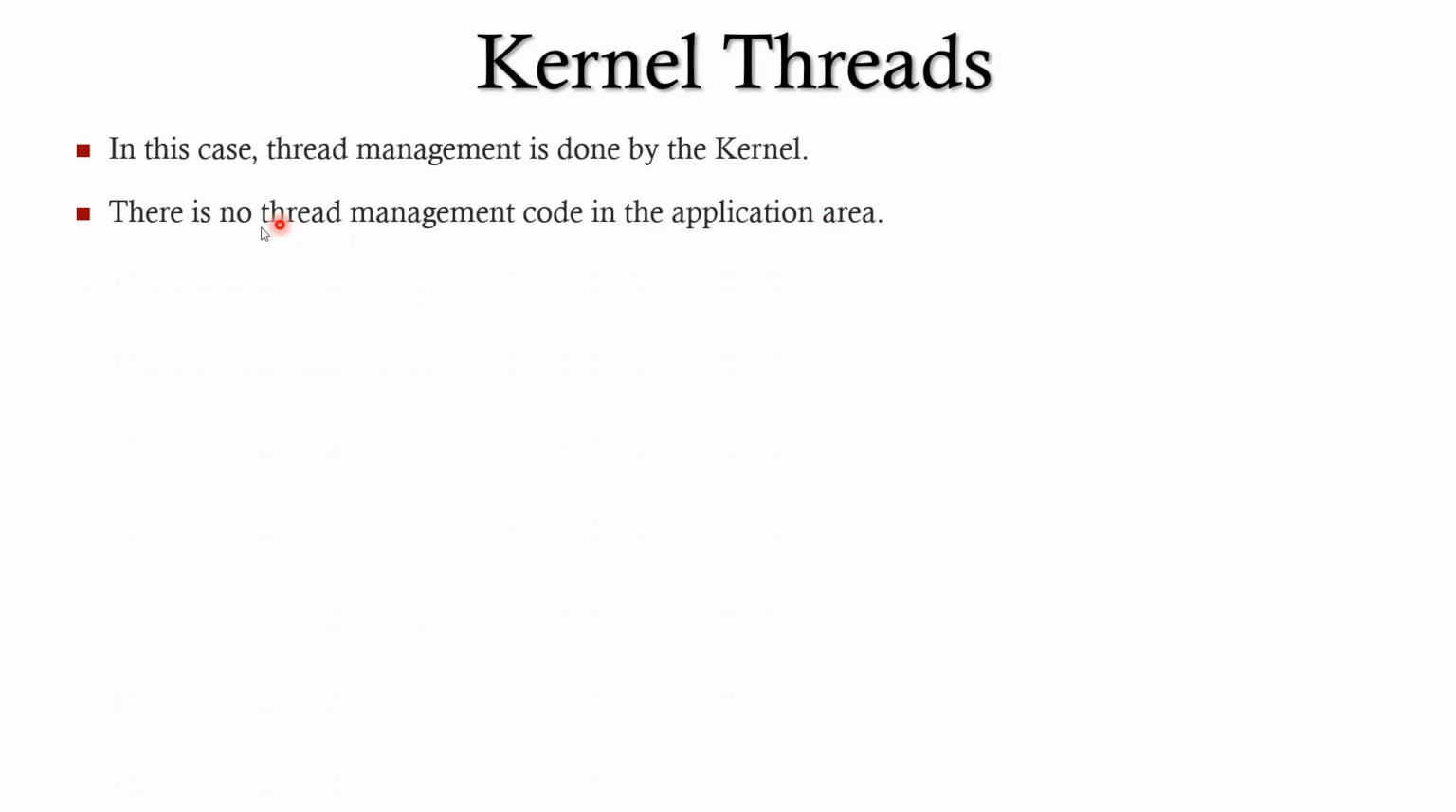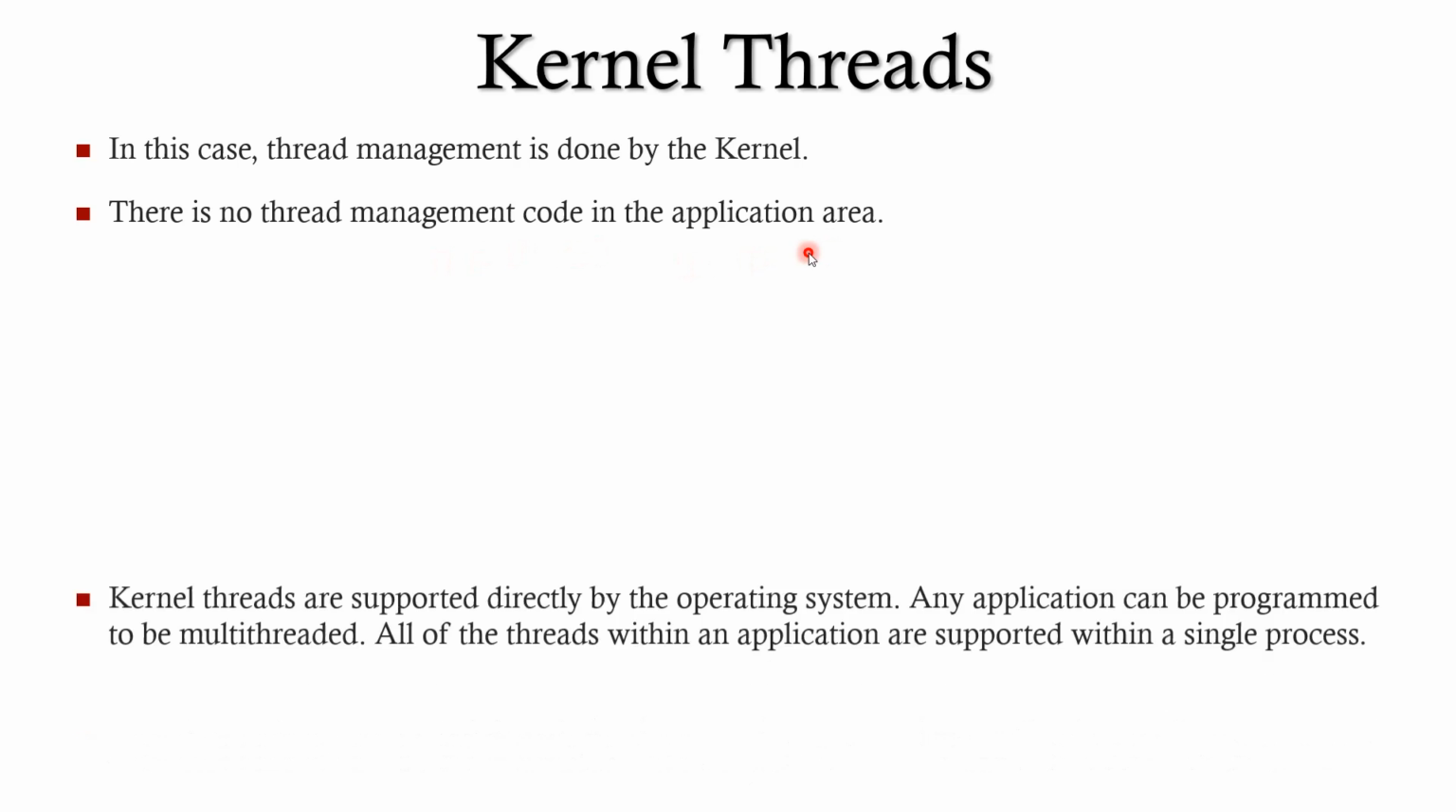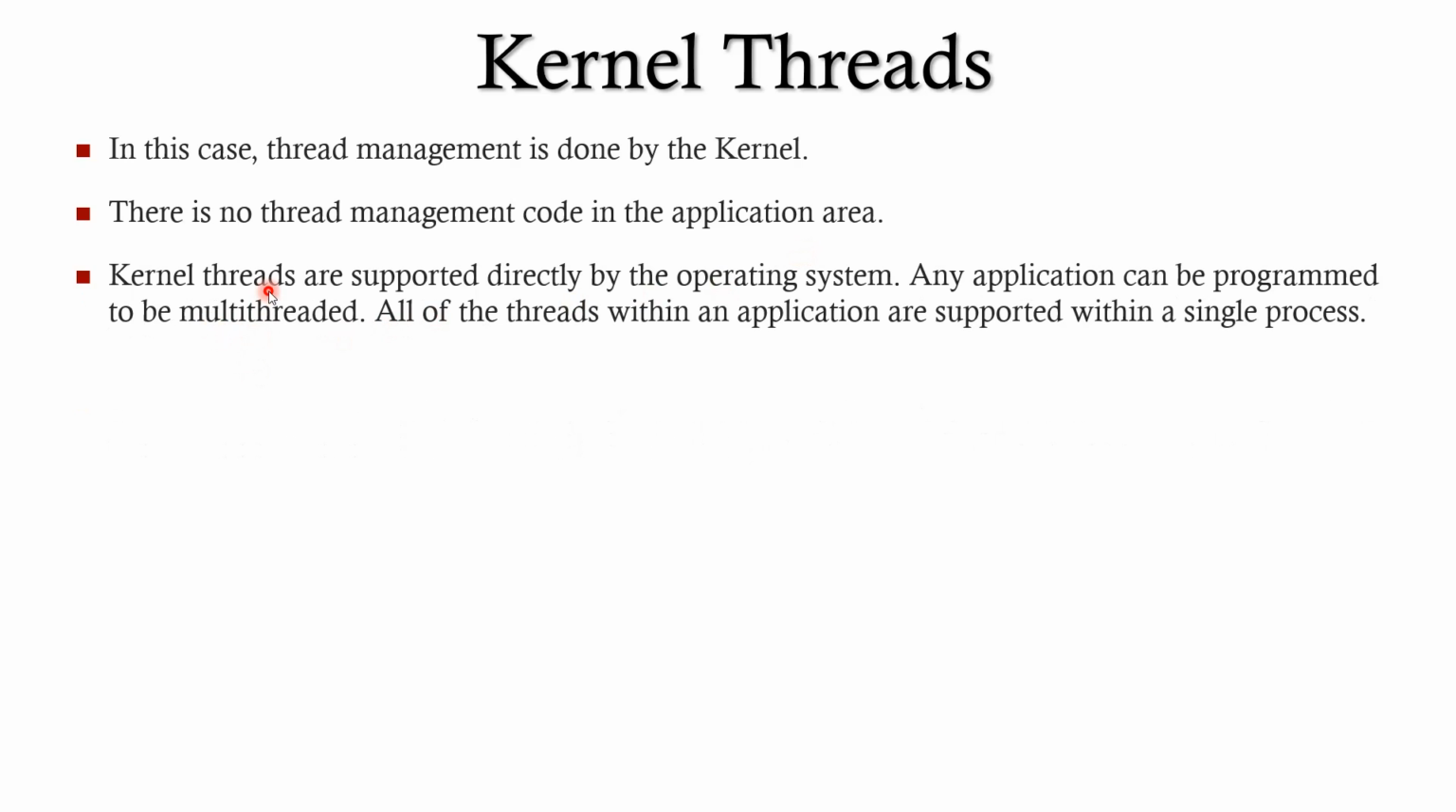Now let's go to kernel level thread. In kernel level thread, the thread management is done by the kernel. There is no thread management code in the application area. As we have seen, in case of user level thread there was thread management in the application area. Here no thread management is available in the application area. Kernel threads are supported directly by the operating system as they are part of the kernel. Any application can be programmed to be multi-threaded. All of the threads within an application are supported within a single process.